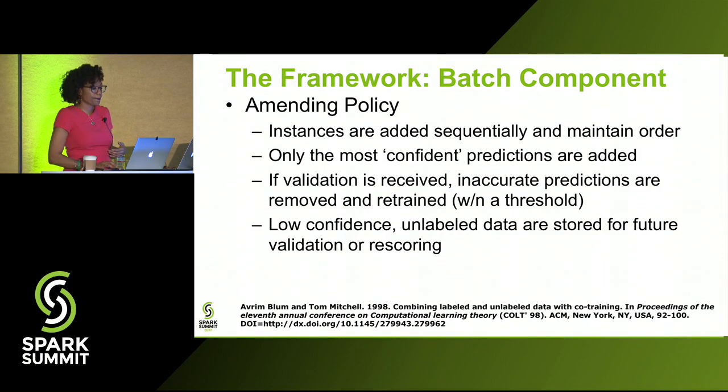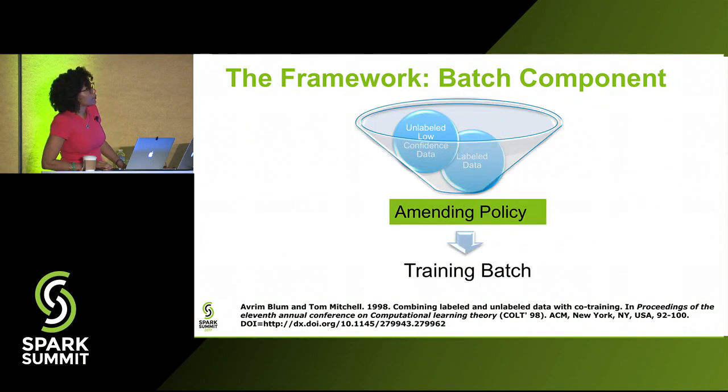So this is an overview of the amending policy and what happens with high and low confidence predictions. This is a cute funnel that I made that has the unlabeled low confidence data and the labeled data, and then making sure that you strain it, or have it reviewed or filtered, through the amending policy so that your training batch has a distribution that you can understand and makes predictions that are the most accurate.